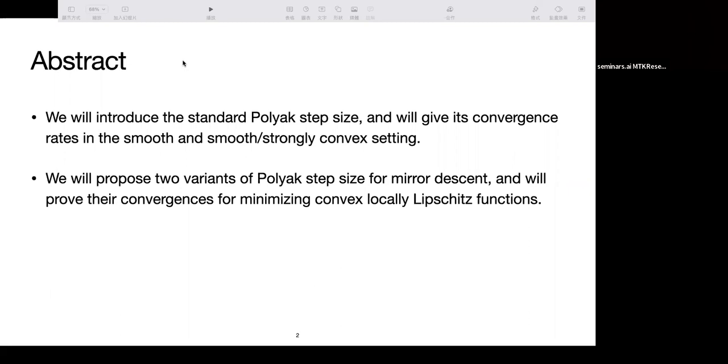So let's recapitulate the abstract that I will talk about today. First, we will introduce the standard Polyak step size, and we'll give its convergence rates in the smooth and non-smooth, strongly convex setting. And second, we will propose two variants of Polyak step size for mirror descent, and we'll prove their convergences for minimizing convex locally Lipschitz functions.